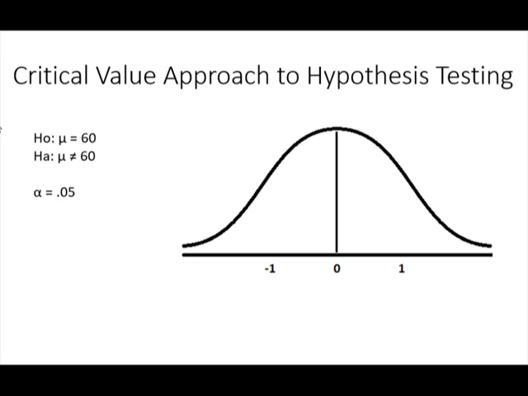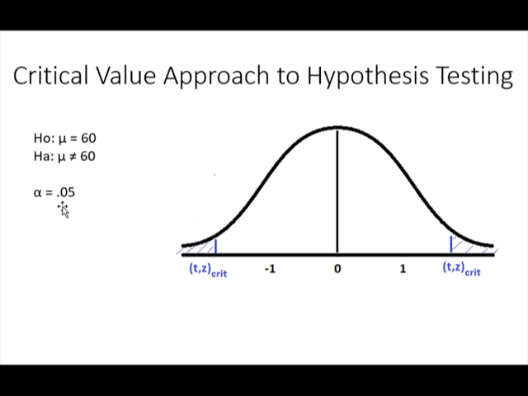Now, in the critical value approach, we use that null hypothesis and our significance level to draw a rejection zone that's defined as the area beyond a critical value. And for alpha equals 0.05, these critical values are either a z or a t value from the z distribution or the t distribution that has alpha in the two tails.